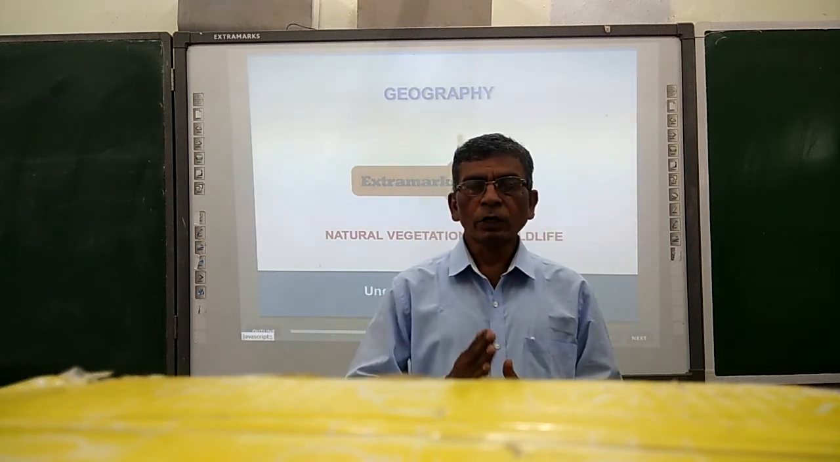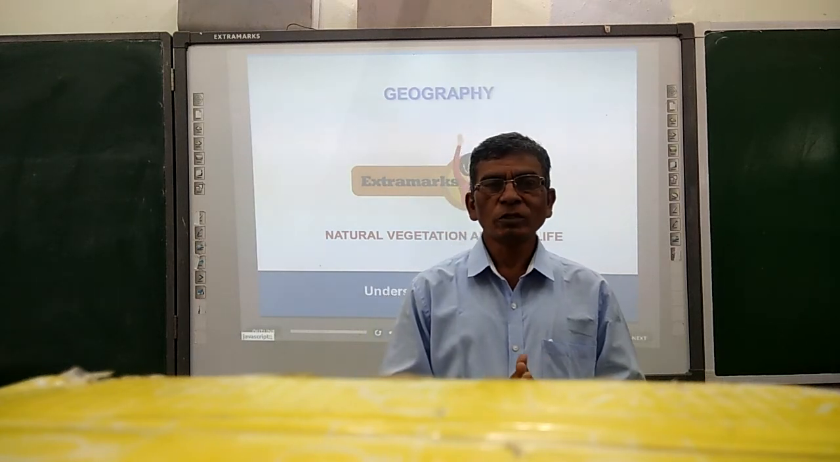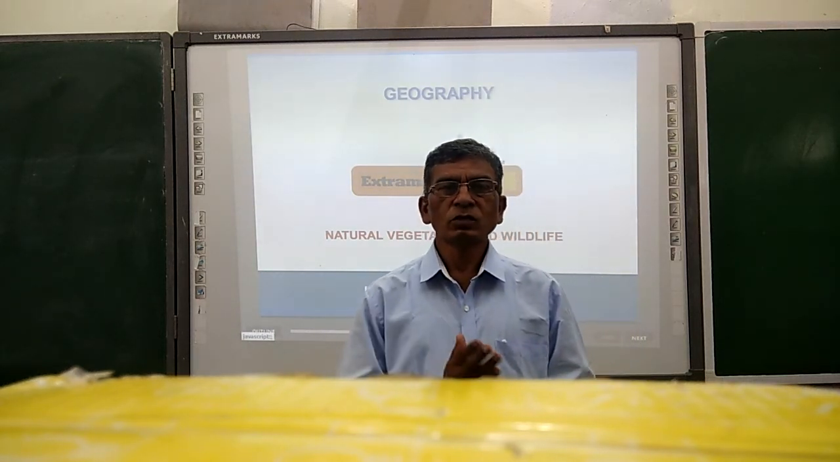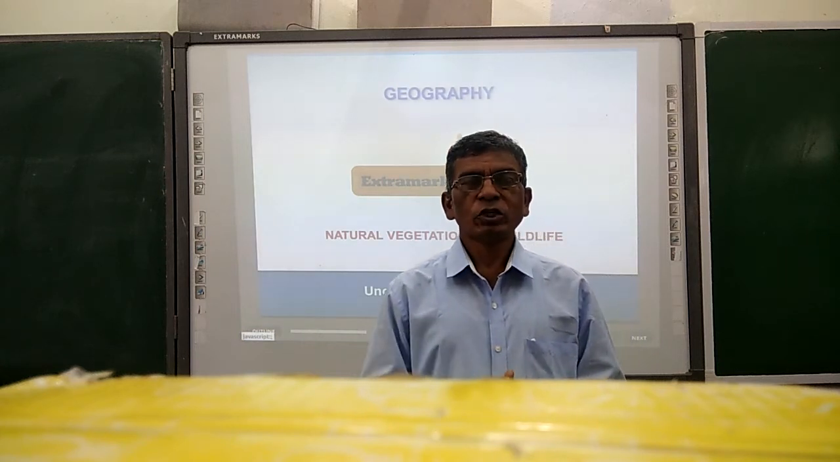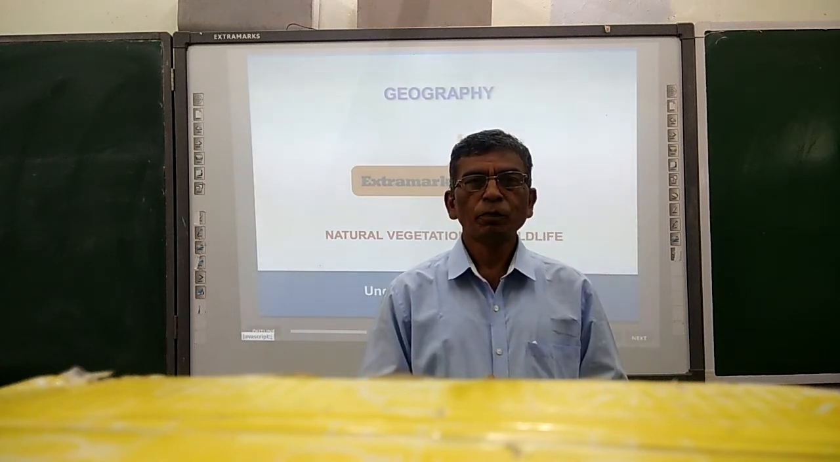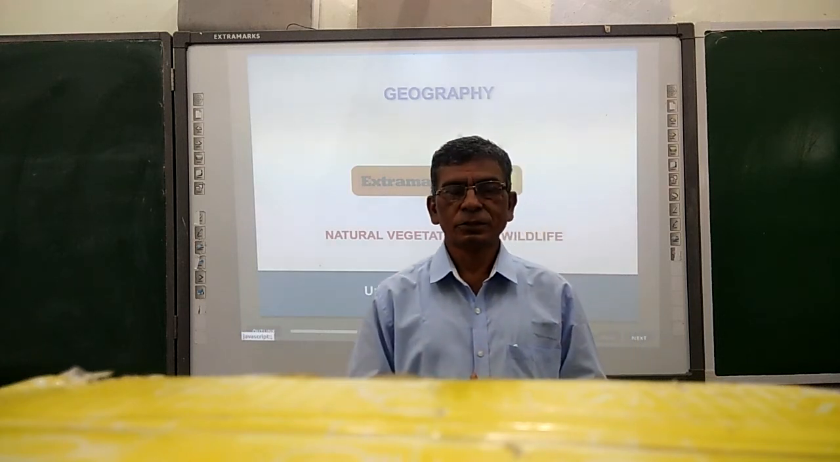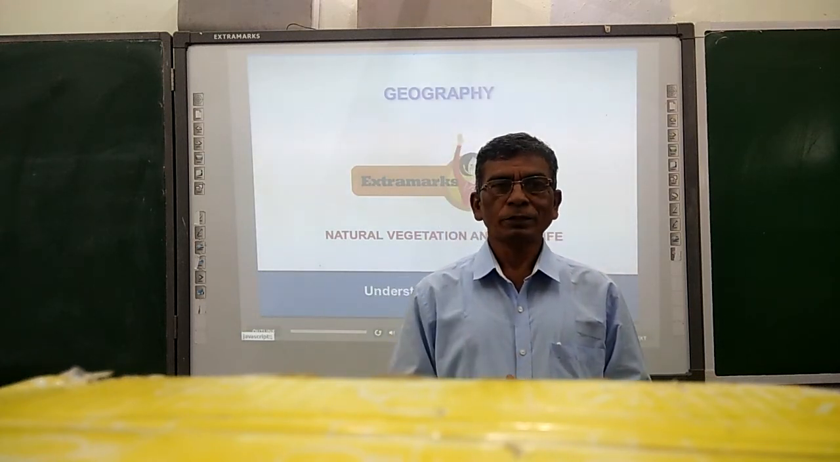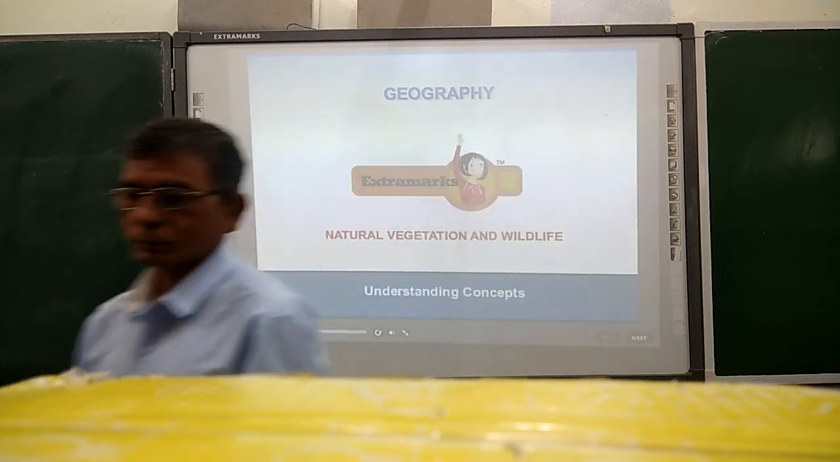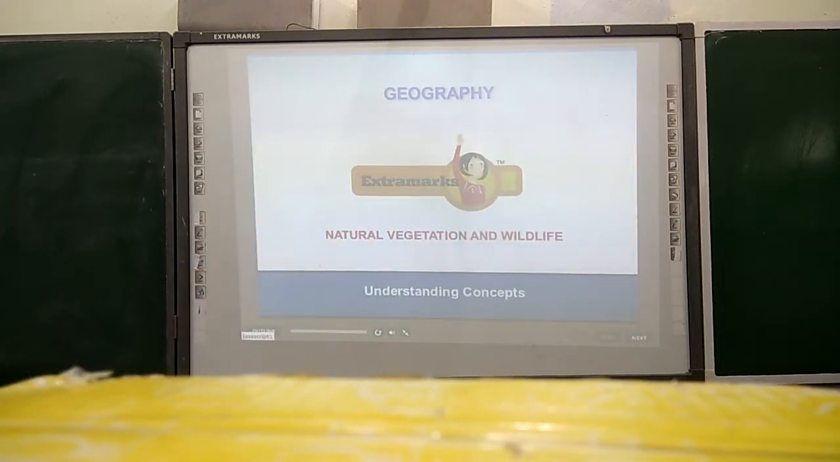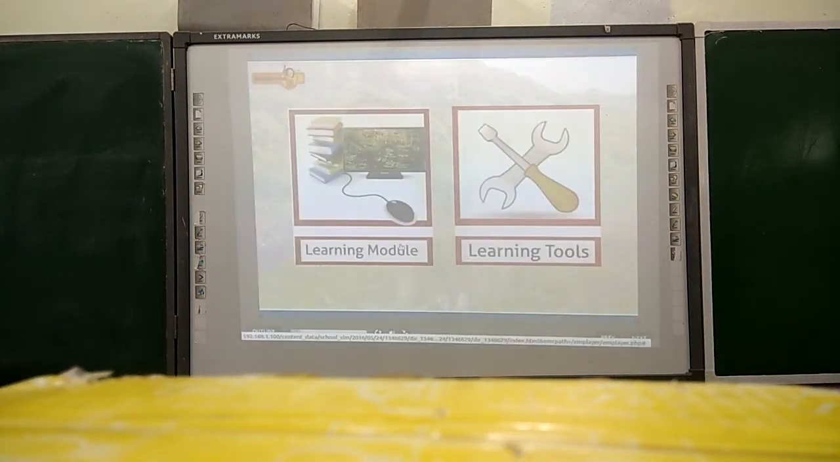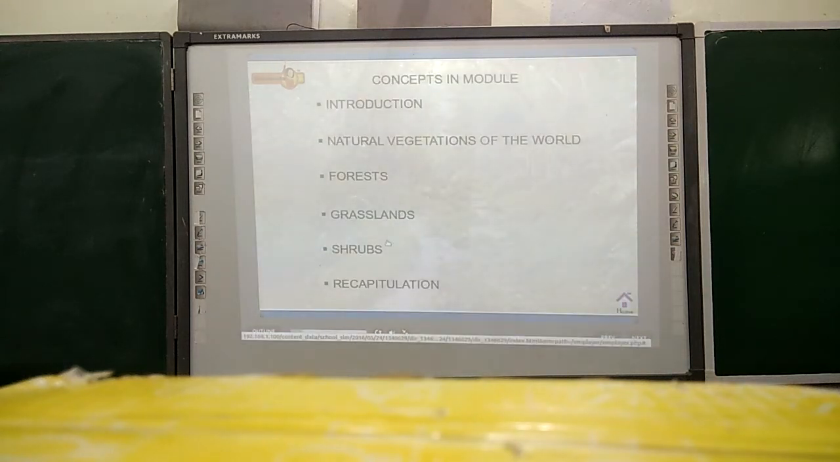As usual, we will continue with this topic, that is natural vegetation and wildlife. Last class we had discussed vegetation and different types of vegetation, grasslands and scrubs, right? We will continue with the topic. Children, this module includes introduction, natural vegetation of the world, forests, grasslands, shrubs, and recapitulation.